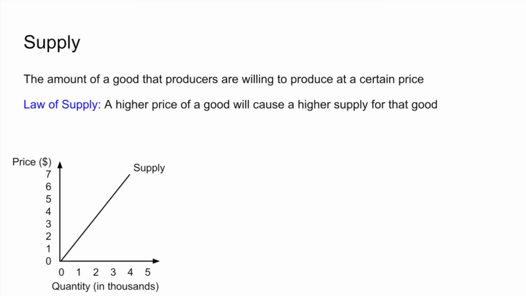The supply of a good is the amount of a good that producers are willing to produce at a certain price. The law of supply states that a higher price of a good will cause a higher supply for that good. And this is also pretty intuitive. If a good is more expensive, then producers are able to earn more money from it, and therefore they're more willing to produce it. So therefore, the supply curve will be upward sloping.